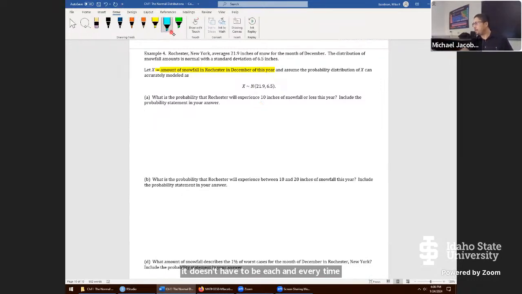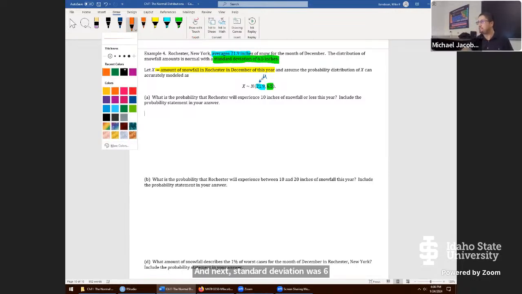So it said we averaged 21.9 inches. So that's why this went in here. That's our value for the parameter mu. And next, standard deviation was 6.5 inches. So that's our value for sigma right here.